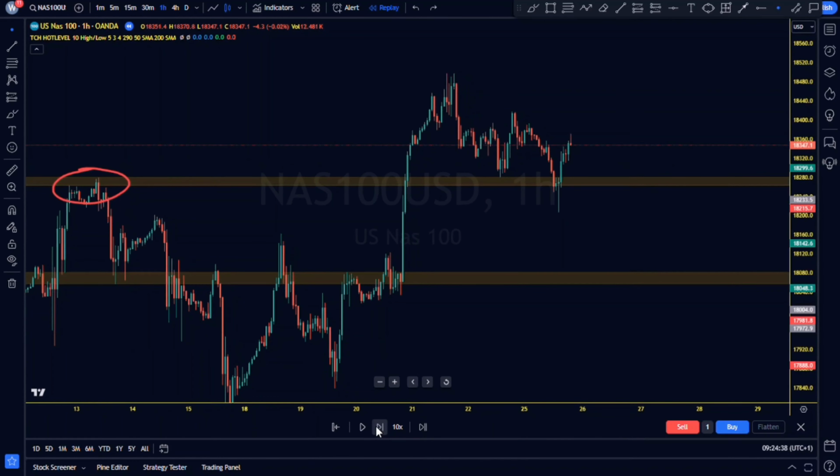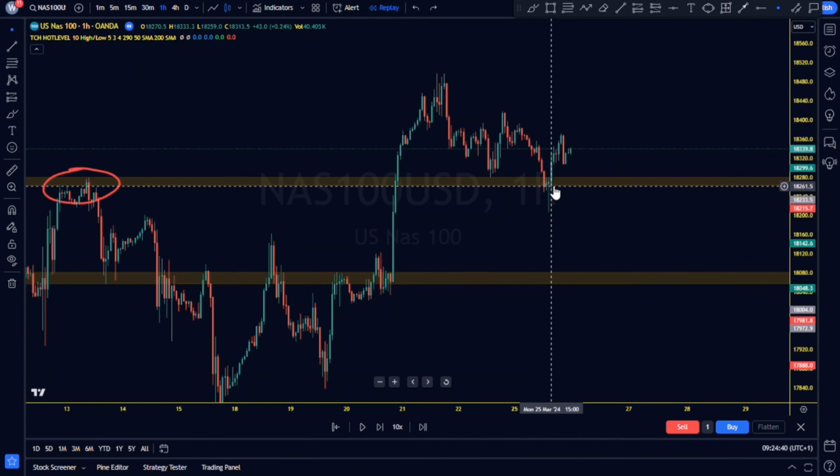So you guys can see right here, you can see price get to that key level and react and push to the upper side.